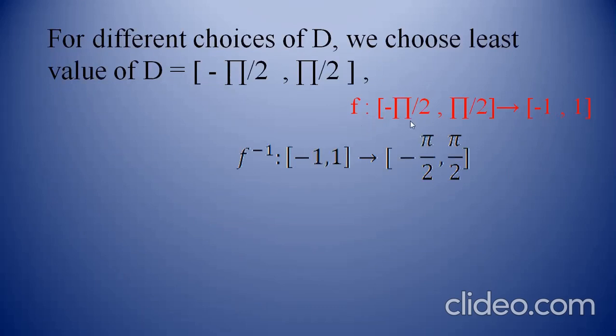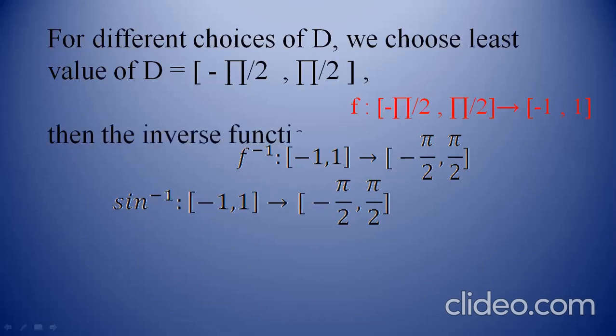If the function is 1-1 and onto, its inverse exists. So we can write in the reverse order f inverse from the closed interval minus 1 to 1 to the closed interval minus pi by 2 to pi by 2. So f inverse is sine inverse. So we can write sine inverse from minus 1 to 1 to the closed interval minus pi by 2 to pi by 2. So that is known as the inverse of the sine function.